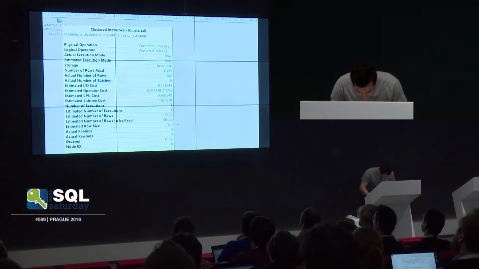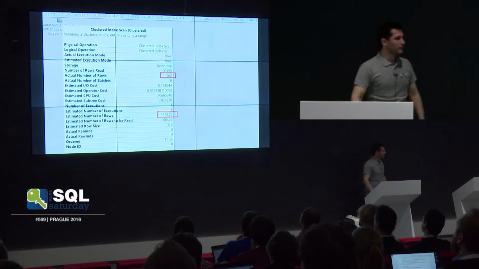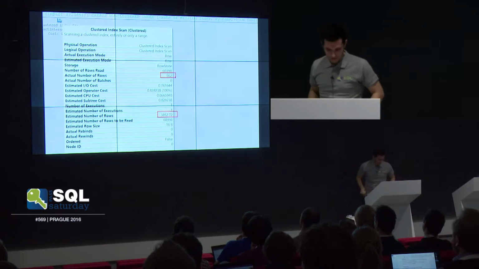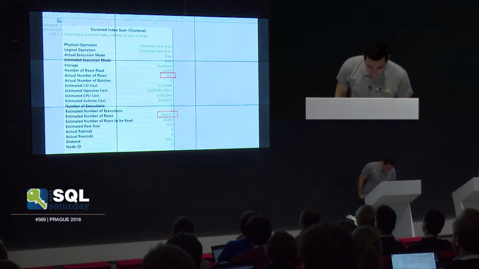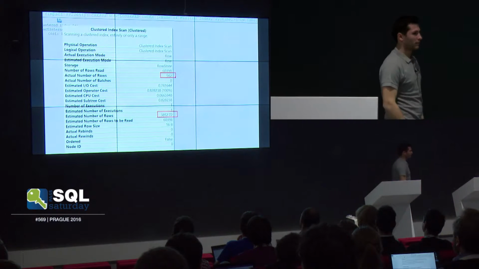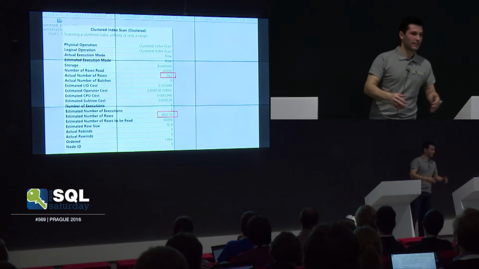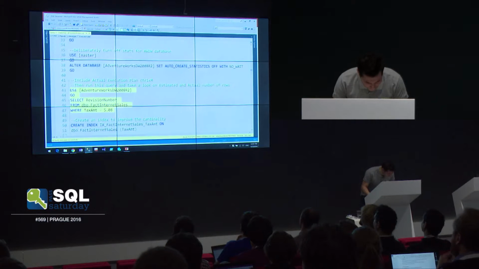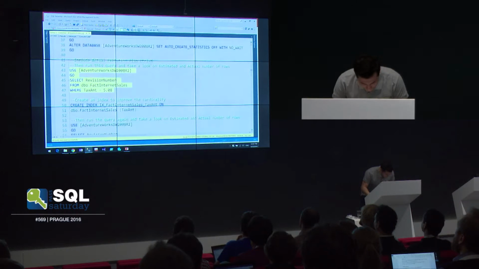So, estimated number of rows and actual number of rows. Now you can see SQL Server has estimated that this query would return 3000 rows, but actually it returned only 500 rows. This is because I'm missing statistics. Good, this is not actually the idea of this demo.